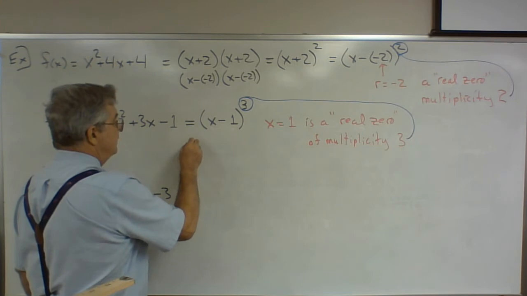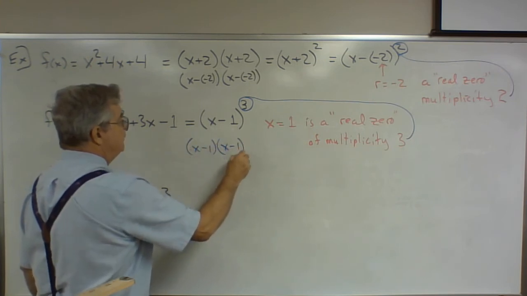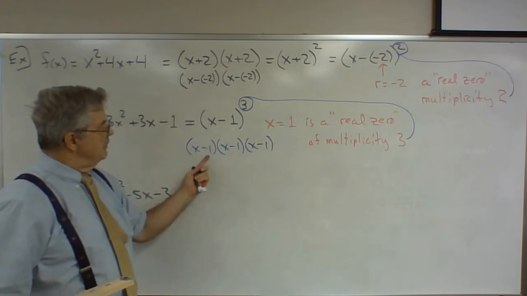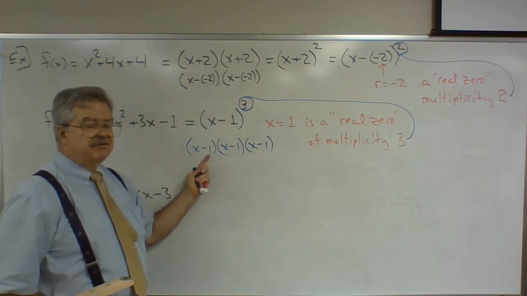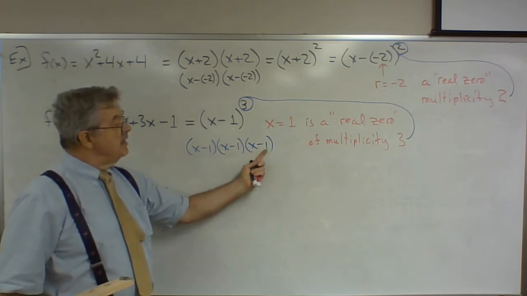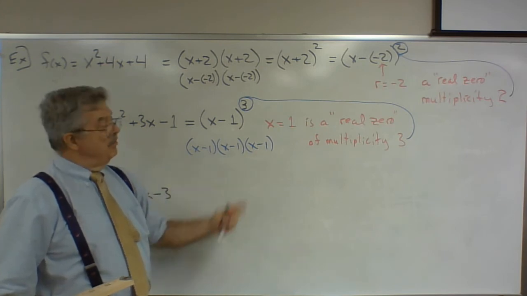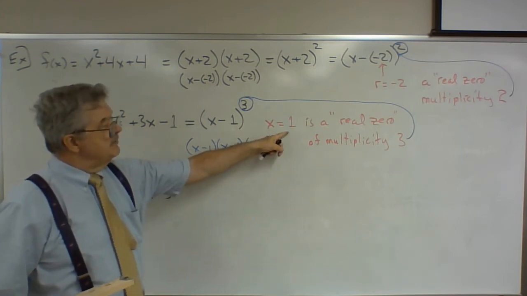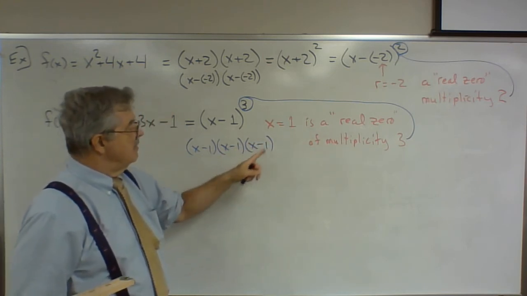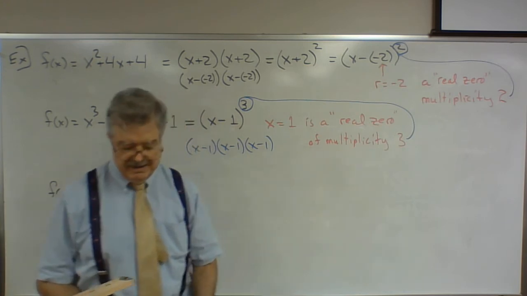What this is, really, is x minus 1, x minus 1, x minus 1. So here 1 appears as a real 0. Here 1 appears as a real 0. Here 1 appears as a real 0. The real number 1, x equal 1, appears as a real 0 3 times. It has multiplicity 3.